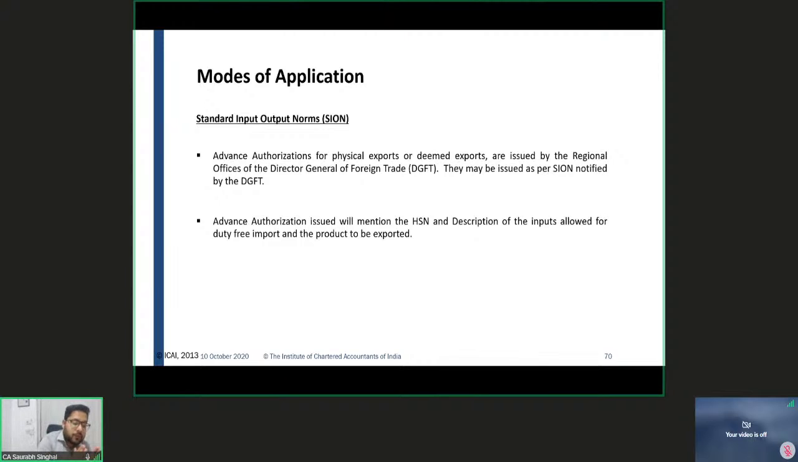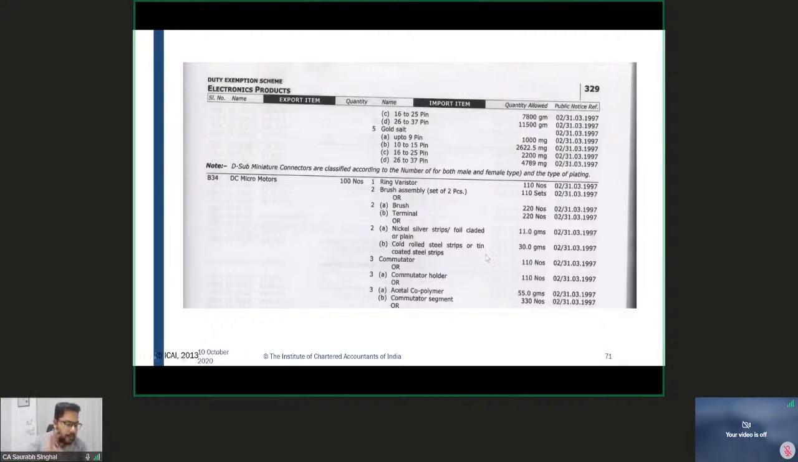So if CON norm says for producing product X in quantity 1, you need 0.2 quantity of this, 3 quantity of this, 4 quantity of that, I want the same quantity ratio. You grant me authorization. They will grant you authorization. So this is advance authorization based on CON, for example, which I have already shown you. If I agree with this input-output ratio, I will go with CON and apply for it. And I will usually get it in a bit fast manner because obviously I am agreeing with the CON norm.